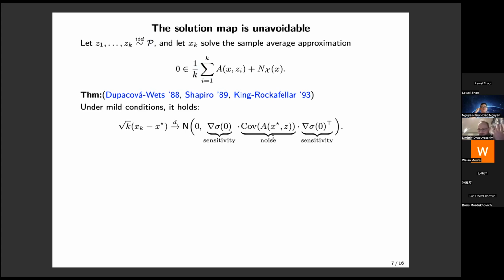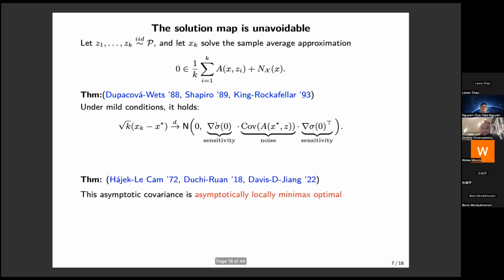So let's look at the covariance. This is the important bit. The covariance looks just like in the smooth case: you have the covariance of a at x star and z. That's the same thing as before if we had no constraints. The only thing that changed is that we now have this new measure of sensitivity, the Jacobian of the solution map, appearing. On the very first slide, we had exactly the same formula for smooth optimization, except the Jacobian of sigma at 0 was the Hessian inverse. Now we have a more general setting where the Jacobian of sigma at 0 is just the Jacobian of the solution map.